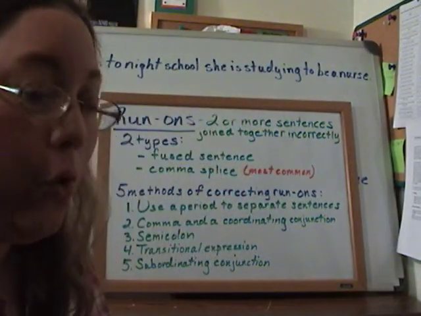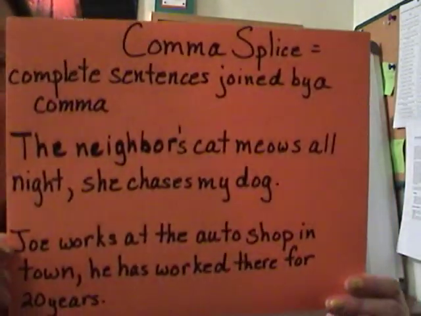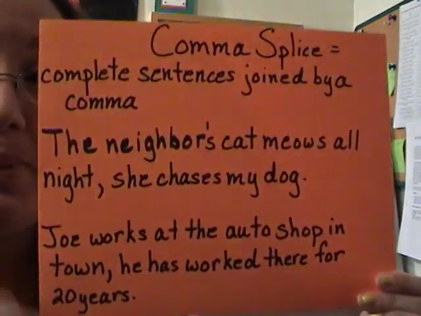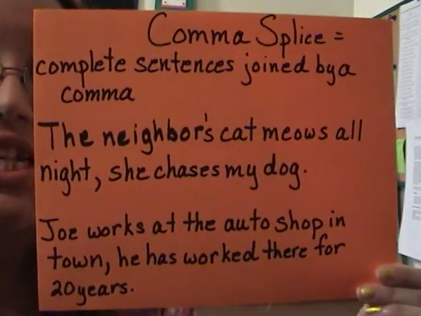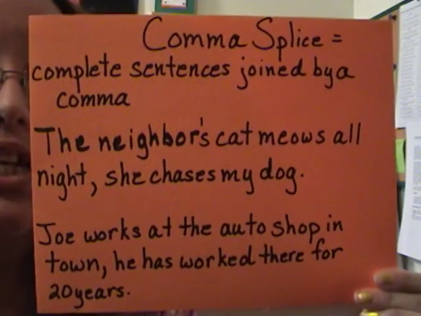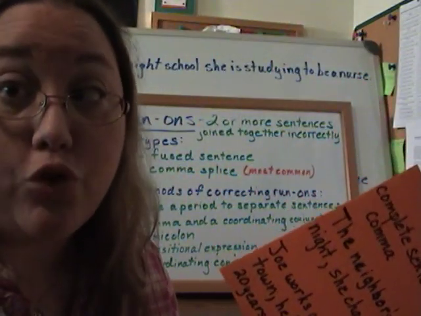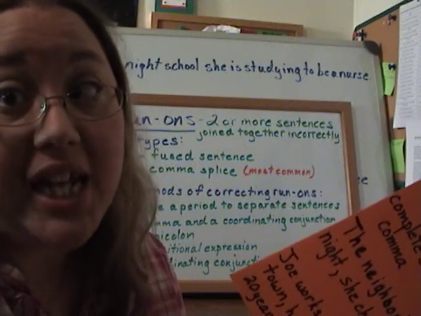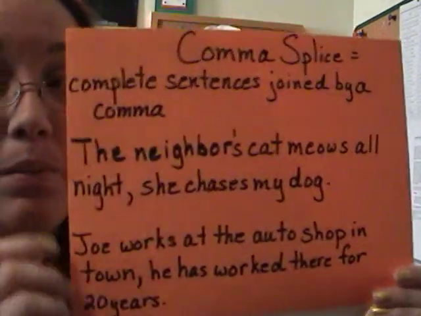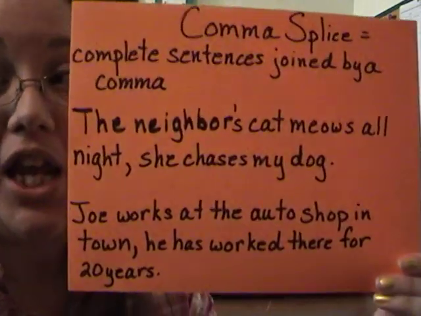The more common form of a run-on is known as a comma splice. A comma splice is simply when you are using a comma to separate two complete thoughts. So basically the difference: fused sentence, no punctuation; comma splice, uses a comma, both of which are indeed incorrect.